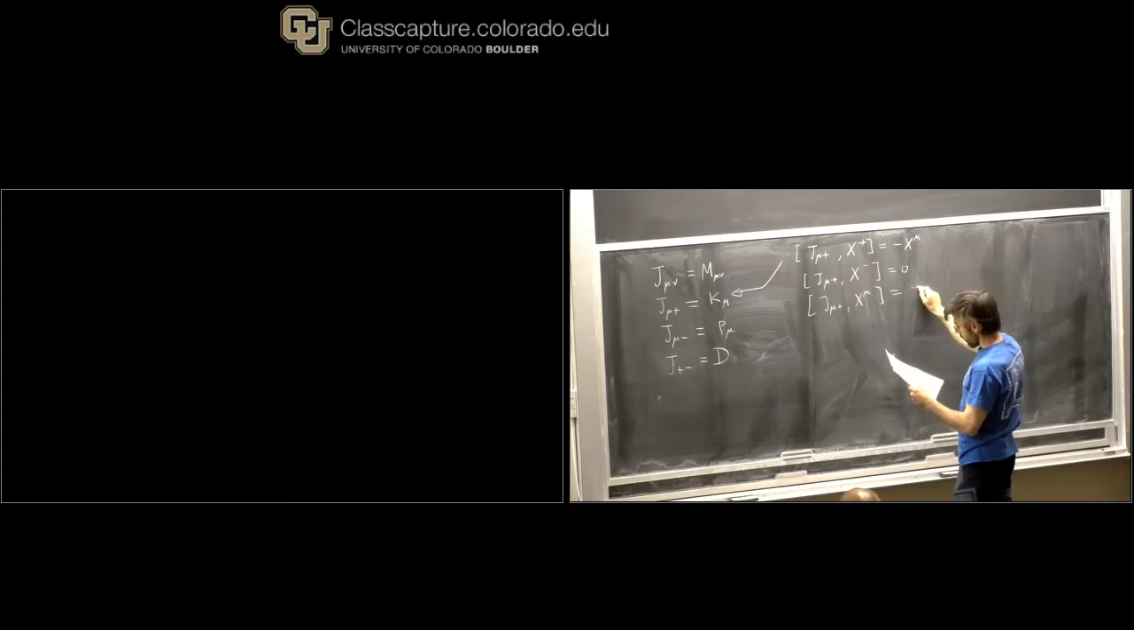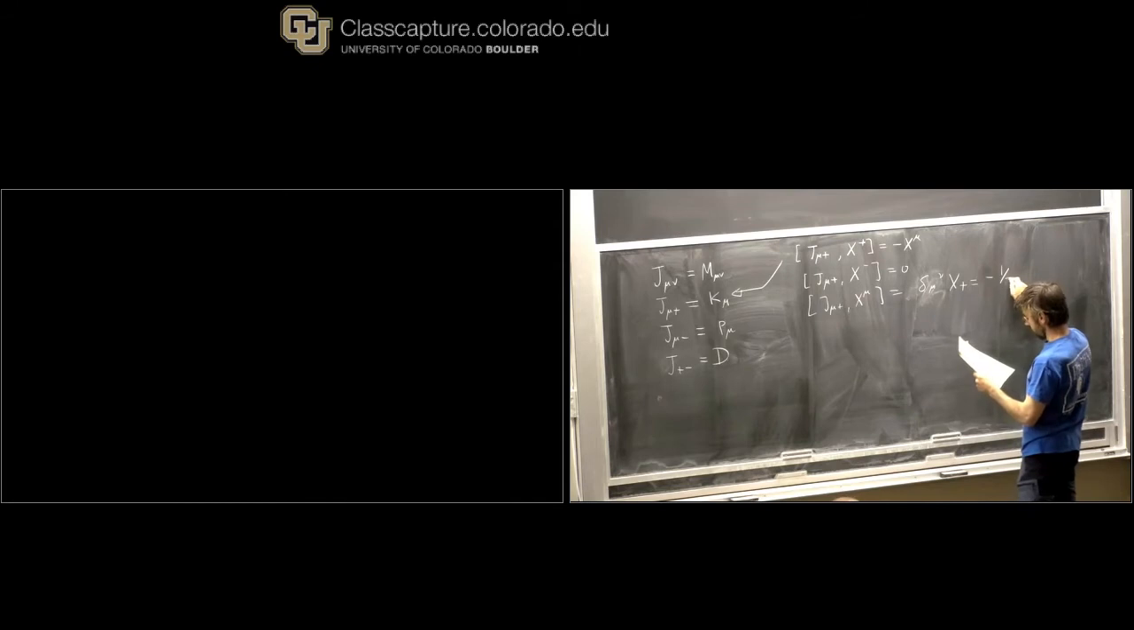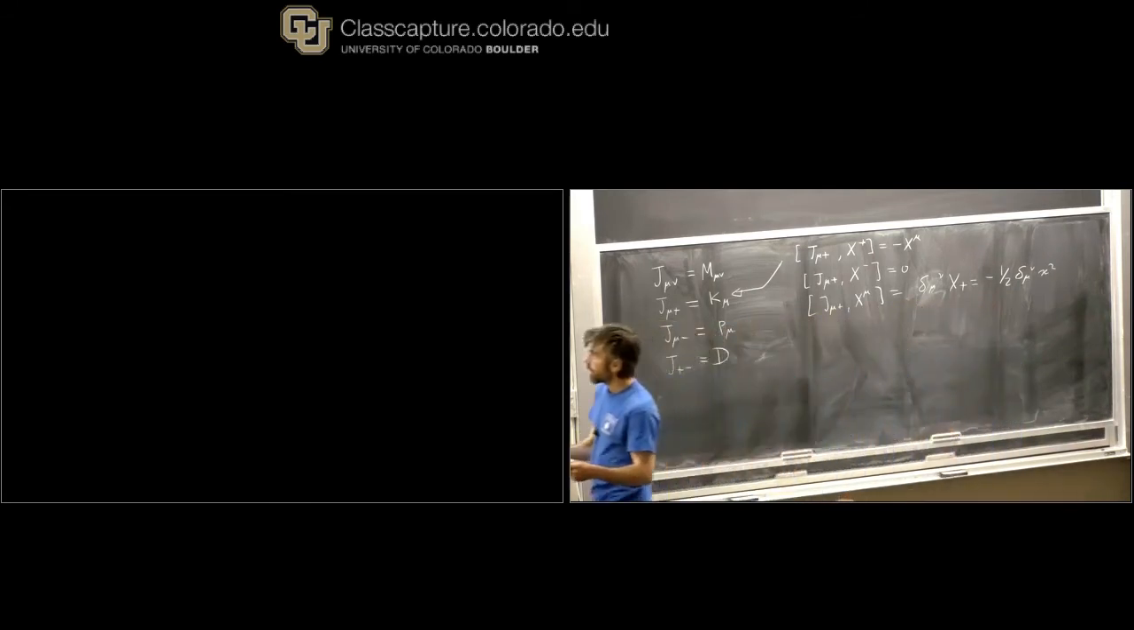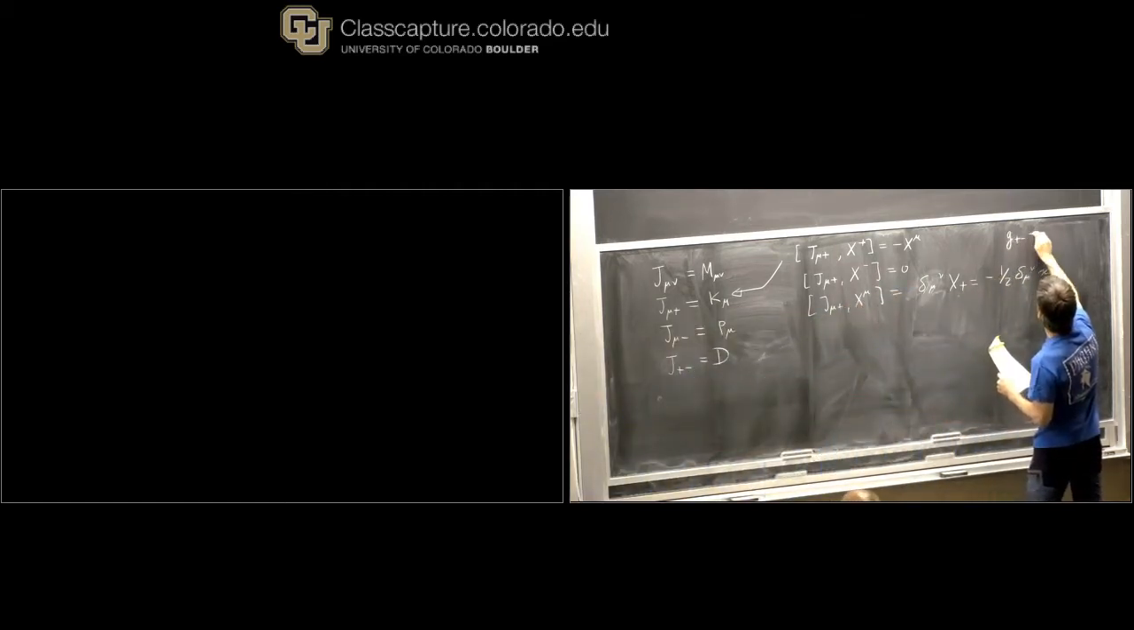I get delta mu nu x plus, which is equal to minus 1/2 delta mu nu x squared. If I'm in the Euclidean section, x minus is equal to x squared, and so once you lower the indices, I'm using here the fact that the metric has this matrix element g plus minus equals minus 1/2. So that explains this factor of minus 1/2.